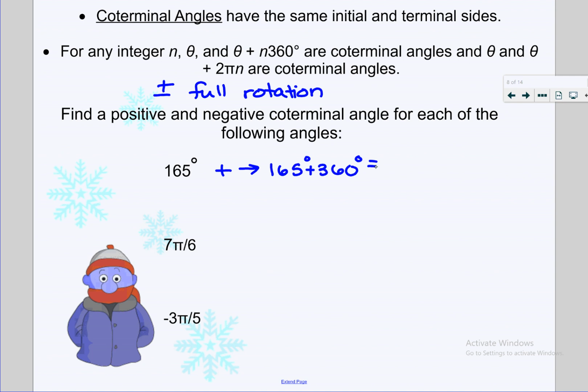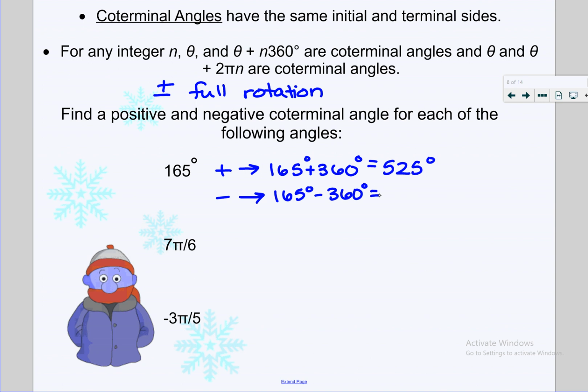165 plus 360 gives me 525 degrees. That is a positive coterminal angle, meaning if I graphed 165 and if I graphed 525, they're going to look exactly the same. One's just got a full rotation beyond the other. If I want a negative coterminal angle, all I have to do is subtract 360.